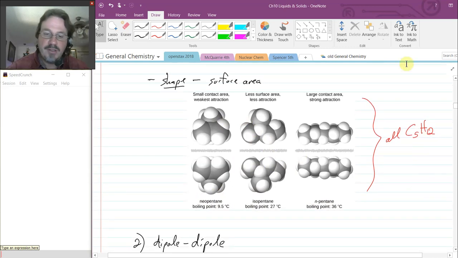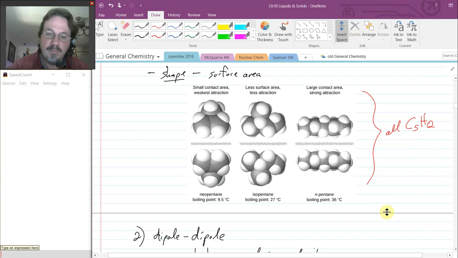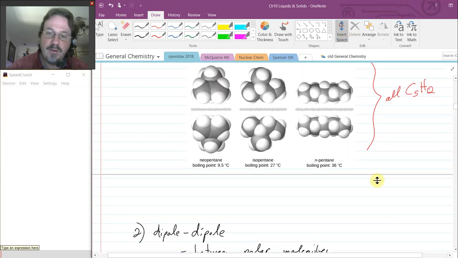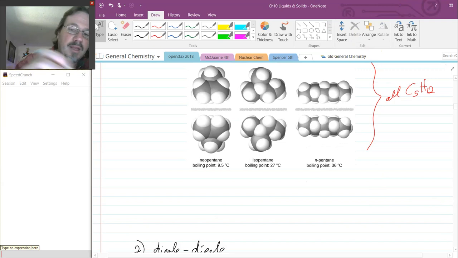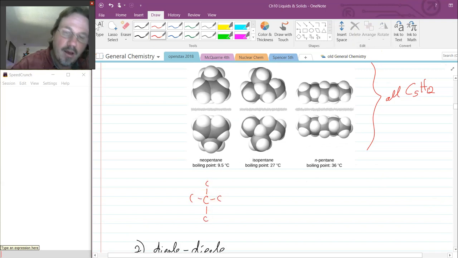If I actually showed you that bonding structure, which let me just do that, I'll add it right underneath here. Neopentane has a carbon right in the middle, and then it's surrounded by 4 other carbons. So there's those 5 carbons, and then each one of these has 3 hydrogens attached to it. They're tetrahedral, so there's 4 total bonds, and so you can see that's C5H12.